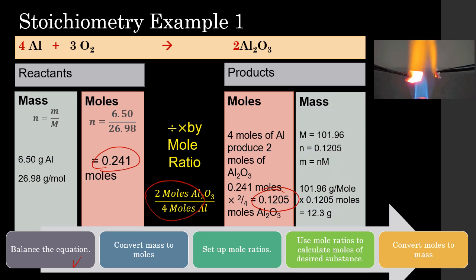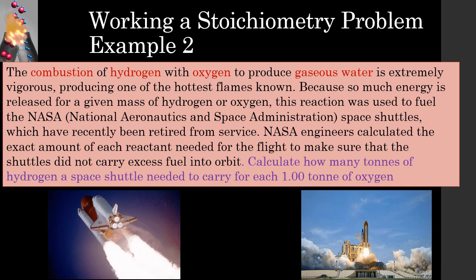And then we just want to use our formula, n equals m/M. We just need to rearrange that to say our molar mass times the number of moles should be the mass in grams, and that's 12.3 grams.